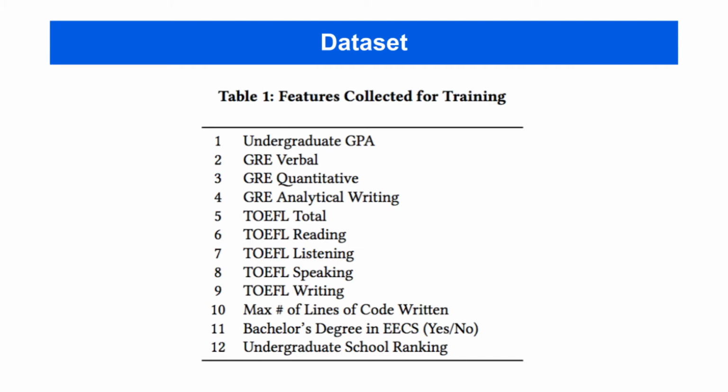Feature 10 contains self-reported values representing the maximum number of lines of programming written by the student prior to joining the MS program. Feature 12 contains the rankings of the undergraduate institutions where the students obtained their bachelor's degrees. We classified the rankings into 4 categories, with one being the most prestigious. The classification was performed manually according to the best global universities list published by U.S. News & World Report. The rest of the features are standardized test scores.